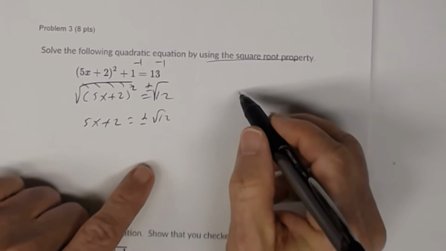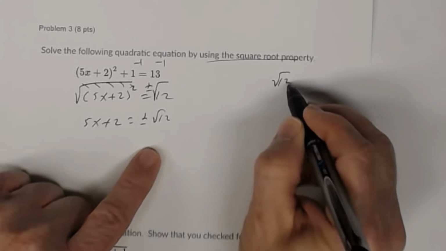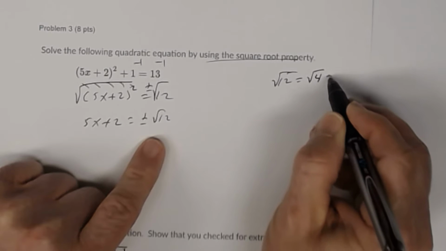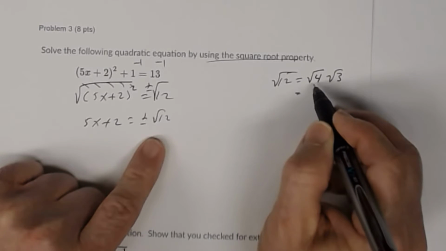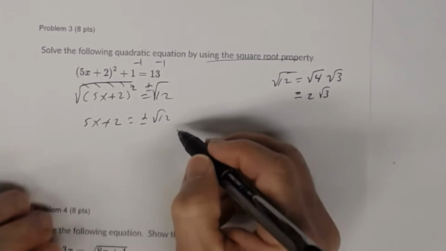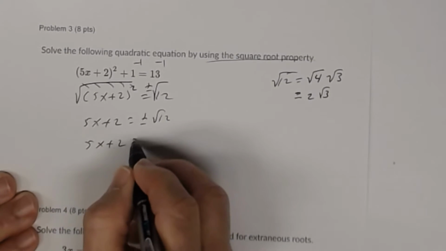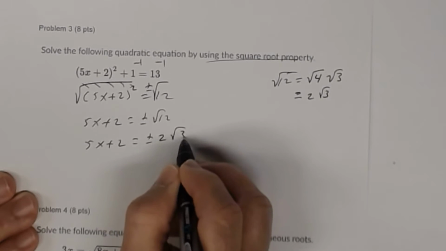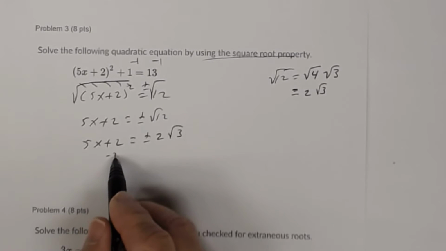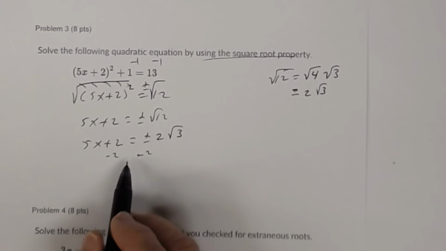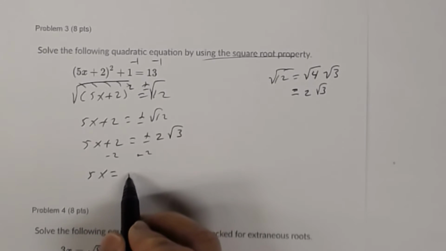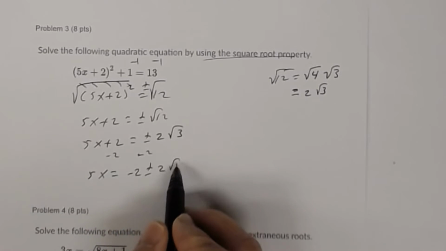Now, let's go ahead and simplify the square root of 12. The largest perfect square that goes into 12 is 4, so that becomes the square root of 4 times the square root of 3. The square root of 4 is 2, so this is 2 square root of 3. And so I'm going to put that here. So I get 5x plus 2 equals plus or minus 2 square root of 3. And then I'm just going to go ahead and get x by itself, so I'm going to subtract 2 from both sides. And when I subtract 2 from both sides, this is what you get. 5x equals, this is 0 right here, negative 2 plus or minus 2 square root of 3.